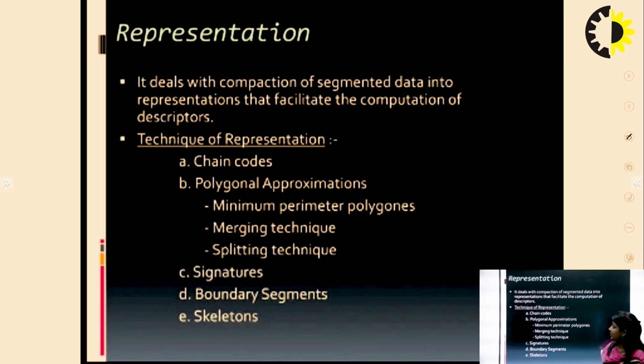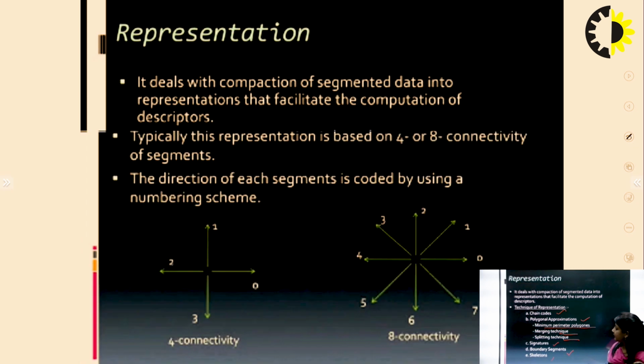So representation involves different techniques. These are the different techniques. The first technique of representation is the chain code, then polygon approximation, in which we apply the minimum perimeter polygon, merging technique and splitting technique. Next are signatures, boundary segments and skeletons. So these are all the techniques we apply in the representation of the object.